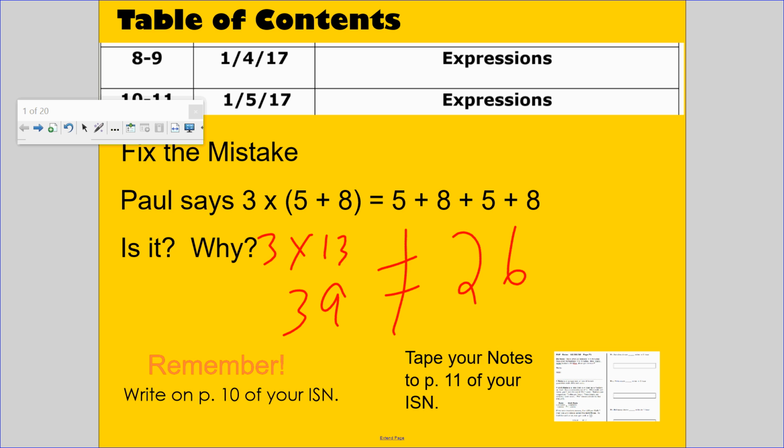Another way to think about it is this. 3 times 5 plus 8 means 3 groups of 5 plus 8. We have 5 plus 8 here. Let's see a grouping of 5 plus 8. I think they are missing another group of 5 plus 8. If it had said 2 times 5 plus 8, we would have been in the picture, but no.